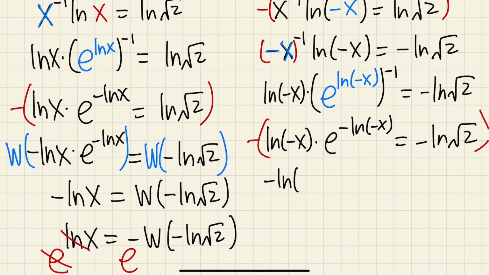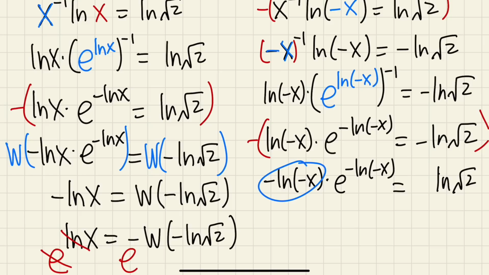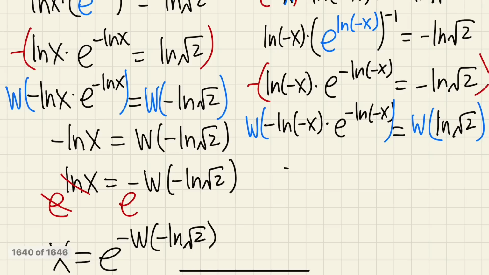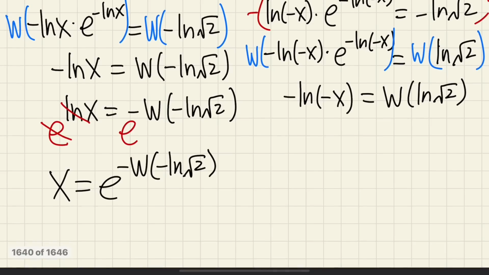So ladies and gentlemen, we will have negative ln of negative x times e to the negative ln of negative x, and that's equal to positive ln of square root of 2. And then finally, we see this matches with that, so we can go ahead and take the Lambert W function here and also here. And then on the left hand side, we will just have negative ln of negative x. And on the right hand side, just write that down.